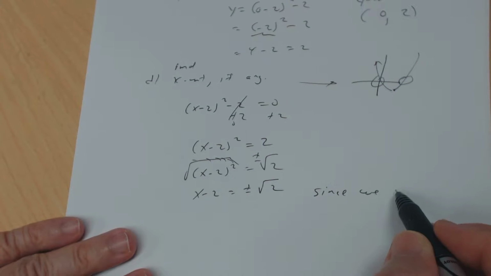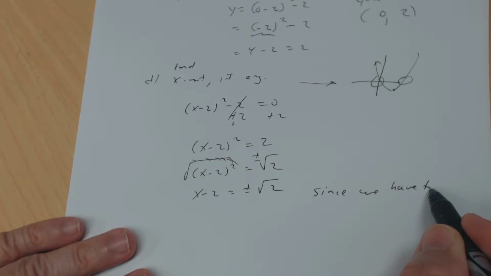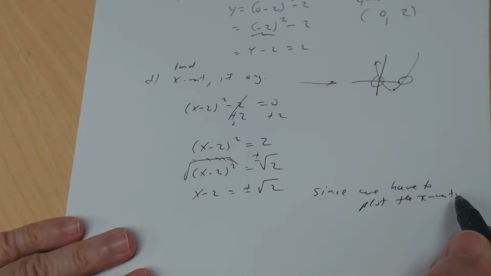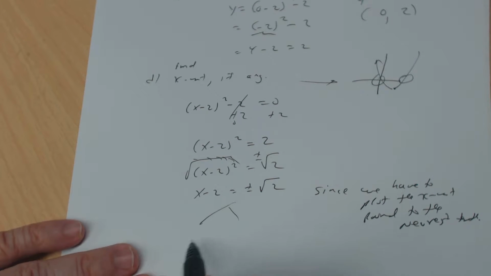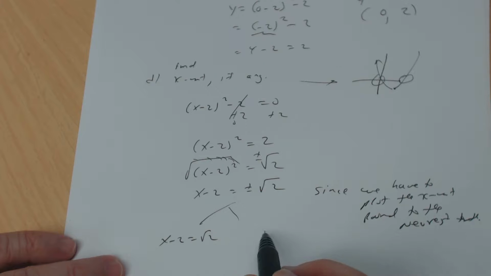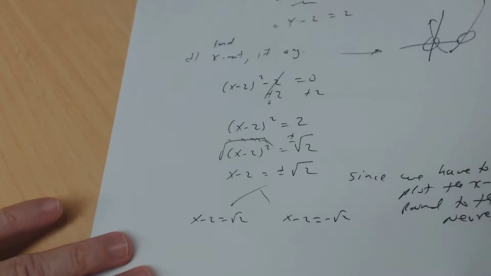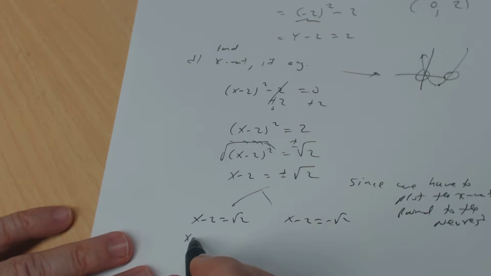Since we have to plot the x-intercepts, round to the nearest tenth. So basically, you're going to do this. You're going to say x minus 2 equals the square root of 2. x minus 2 equals negative square root of 2. And so I'm going to get x equal, remember we add 2 to both sides, so you get 2 plus the square root of 2.